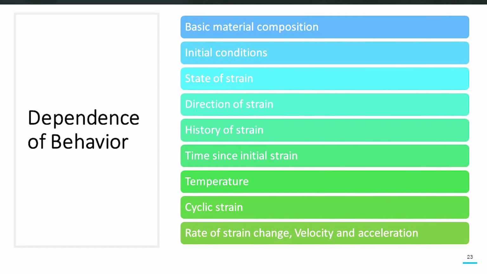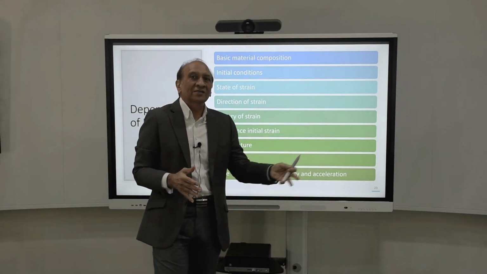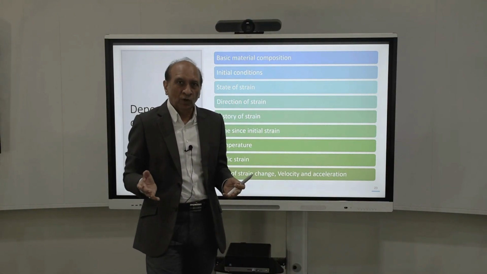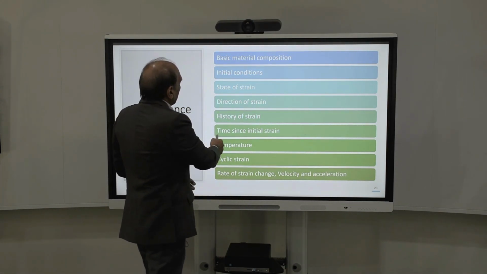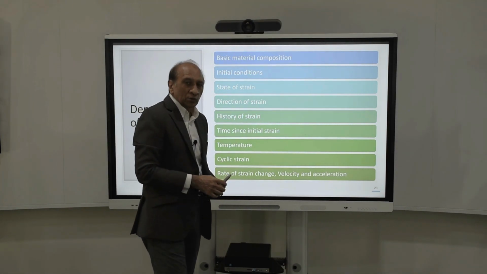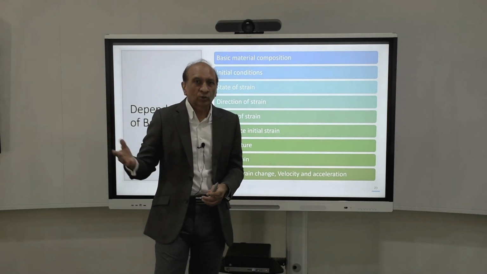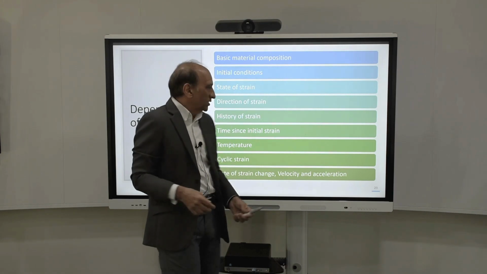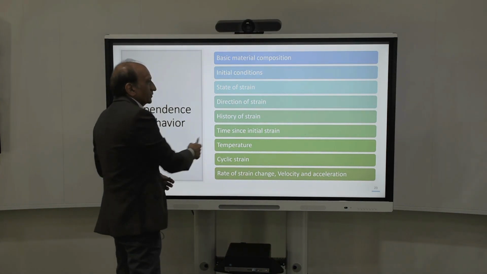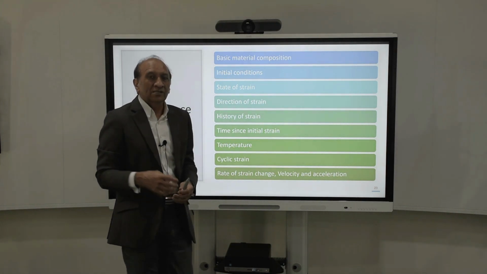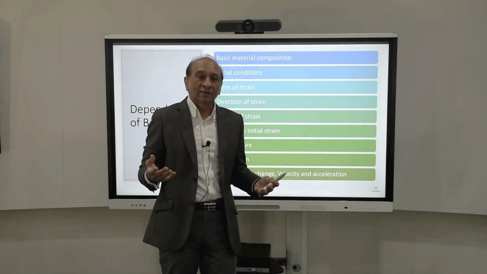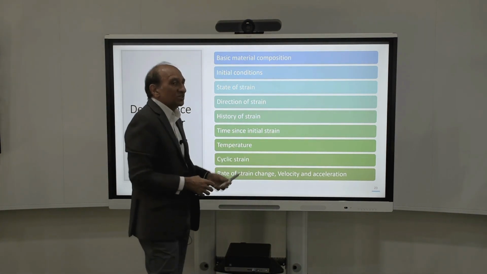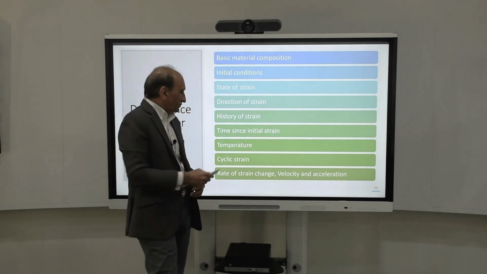So a new beam is not the same as a beam which has been in service for 20 years. They will have different properties. Then time since initial strain. As you know, concrete gains strength over time, but some things like creep and shrinkage go the other way. So that will have to be taken into account. Temperature will have to be taken into account. Whether it's summer or winter, or elevated temperatures during fire, properties will change, right?